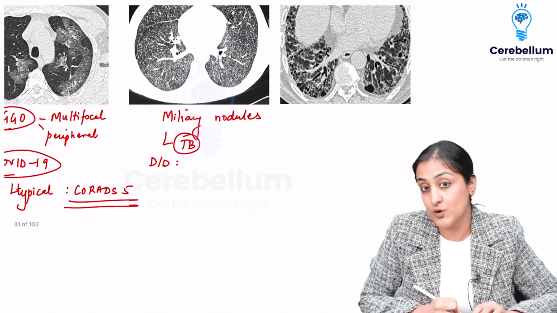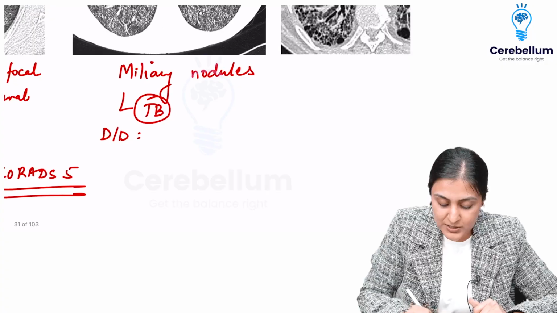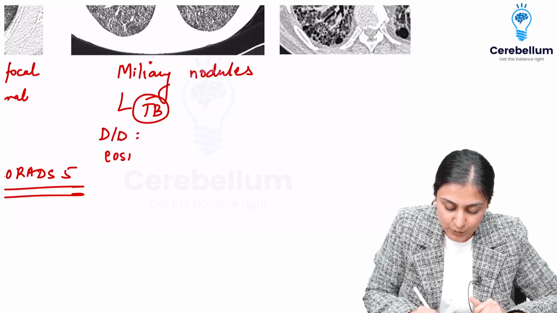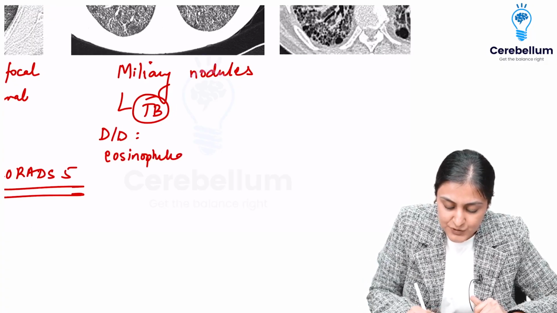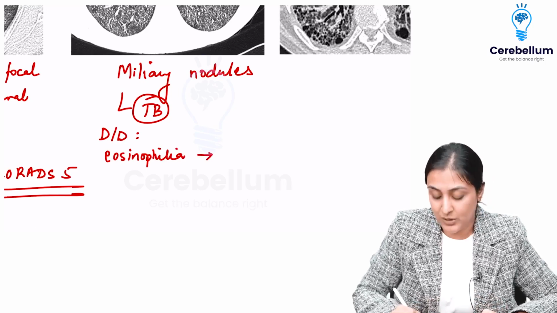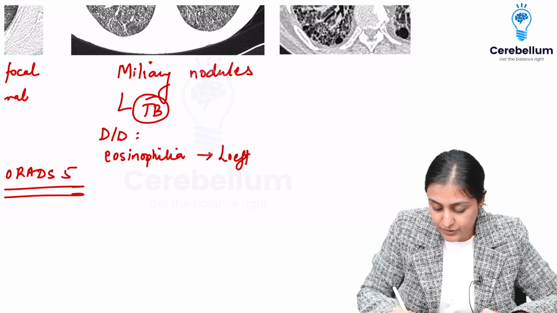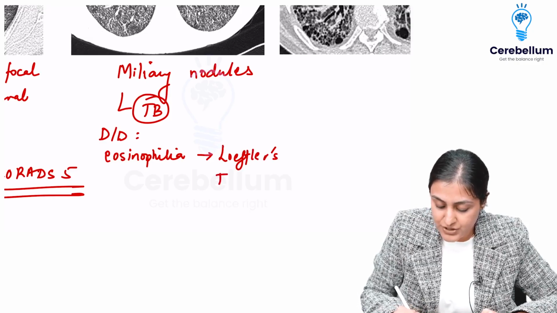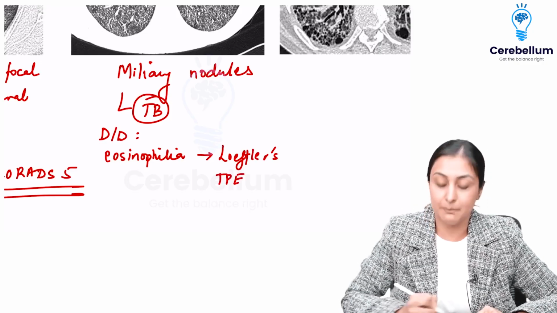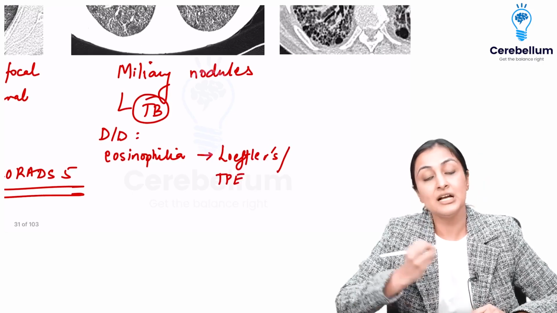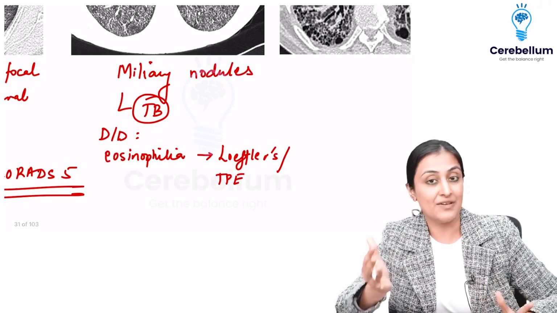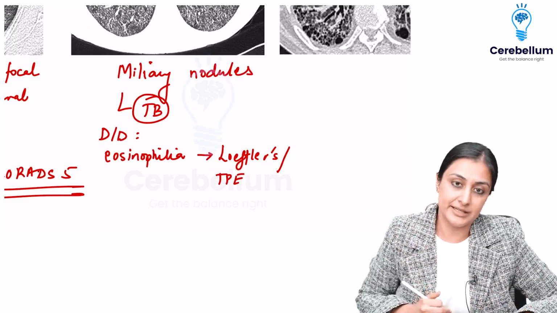What are the other causes of miliary nodules? Once this was asked that a patient has miliary nodules and there is eosinophilia. In that case, you have to think of Loeffler's syndrome. Loeffler syndrome, also called tropical pulmonary eosinophilia, in which case, you're going to have eosinophils with miliary nodules.